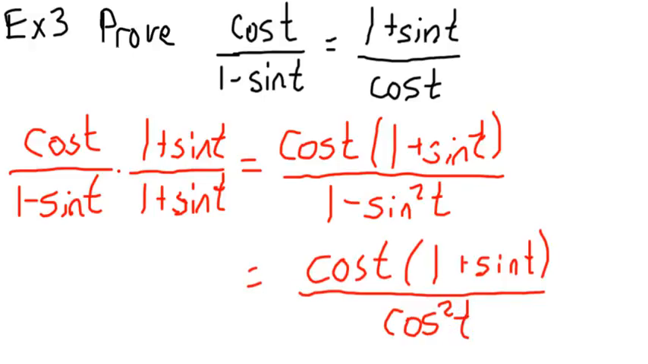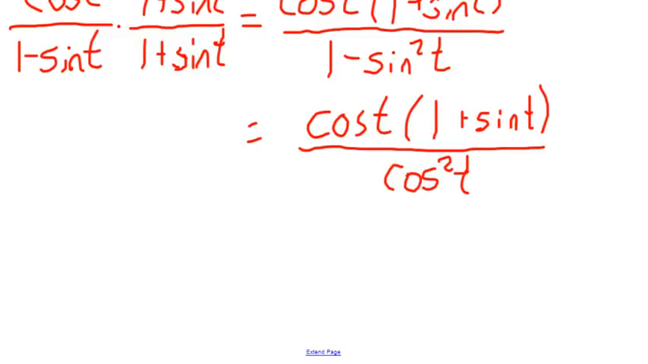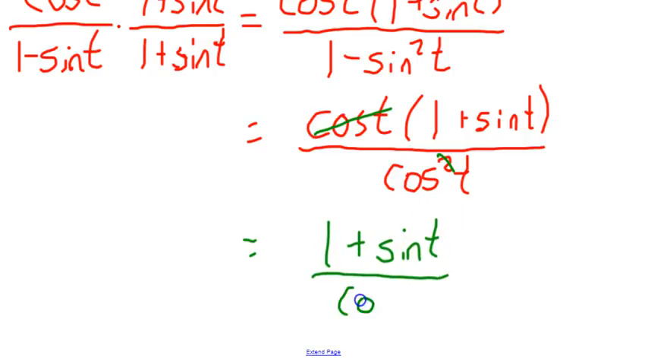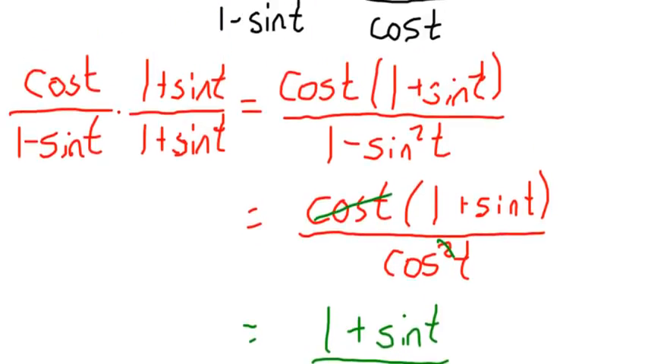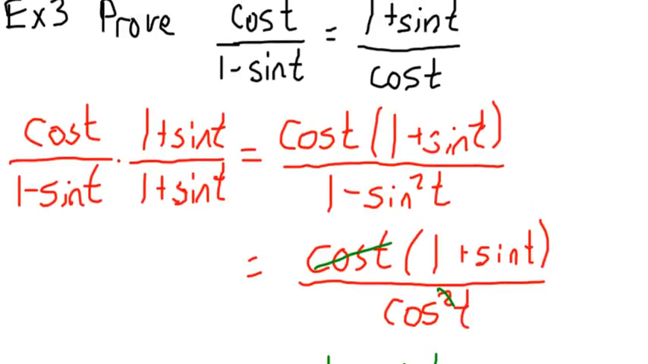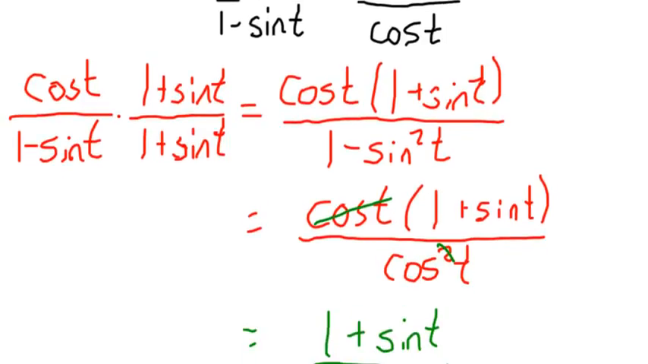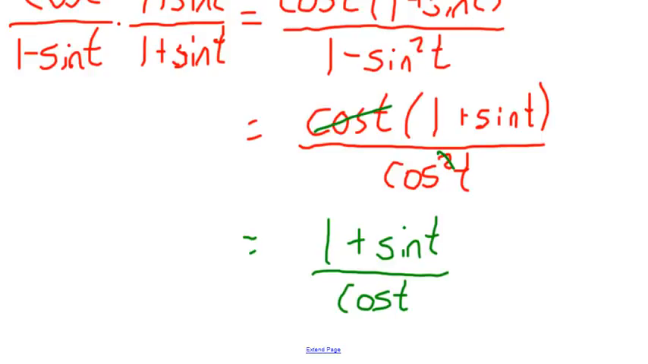So now if we look, we've got a common factor in the numerator and denominator, cosine t, and we have cosine t in the denominator. So we're left with 1 plus sine of t over cosine t. So we started with the slightly more difficult side of this equation, used our Pythagorean identity to simplify the denominator, and got down to 1 plus sine t over cosine t.